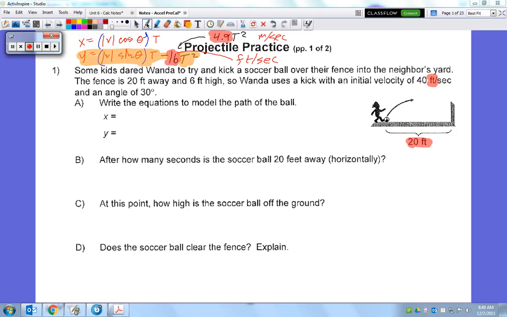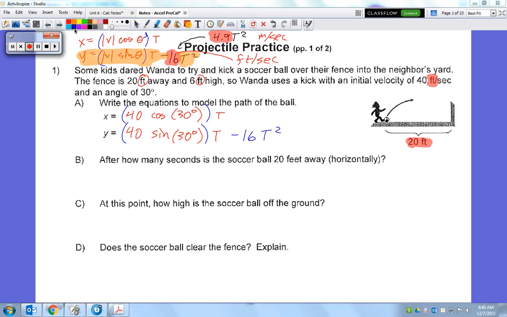Okay, so we have this problem that is dealing with feet, so that's where we're going to use the 16. Our parametric equations will be x is equal to 40 times the cosine of the angle 30 degrees, multiplied with t. And then the other one would be 40 times the sine, because we're looking at that y value, of 30 degrees, also multiplied with t, and we're going to be subtracting 16t squared. Again, 16 because we're dealing with feet.